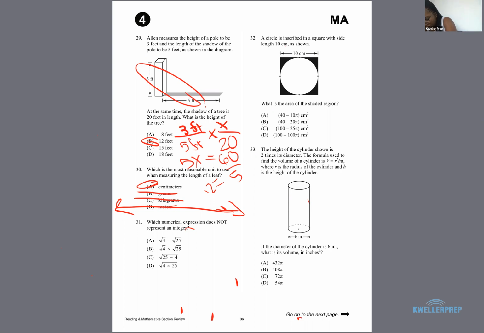Now the thing is that these values will give you integers because the square root of 4 is 2, and then the square root of 25 is 5. So if you can take the square root and get an integer, then that's not the answer, because they want to know what doesn't represent an integer. So right off the bat, we can cross A and B out.